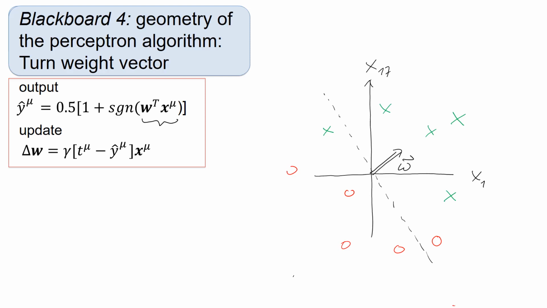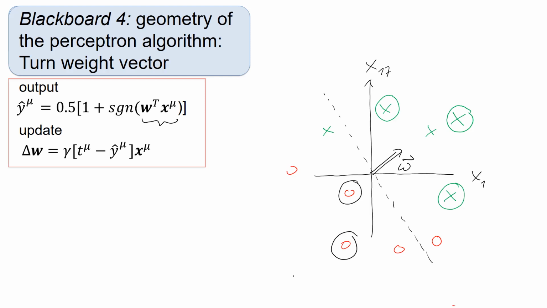And now we cycle through these data points. For example, we take this one here. It's correctly classified. It's a positive data point, and it lies on the side in which the weight vector points. Then let's take this one. It's a positive data point. It's also correctly classified. This one is correctly classified. Let's look at one of the negative ones, well, this one is also correctly classified. This one is also correctly classified because they lie on the other side of the hyperplane.